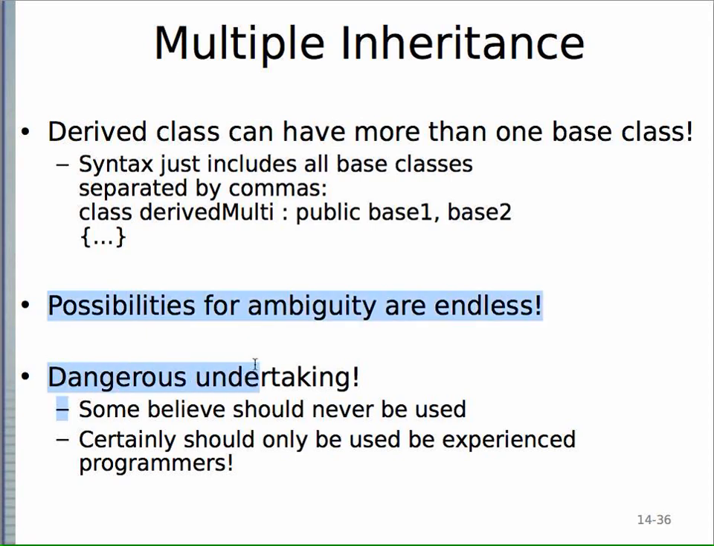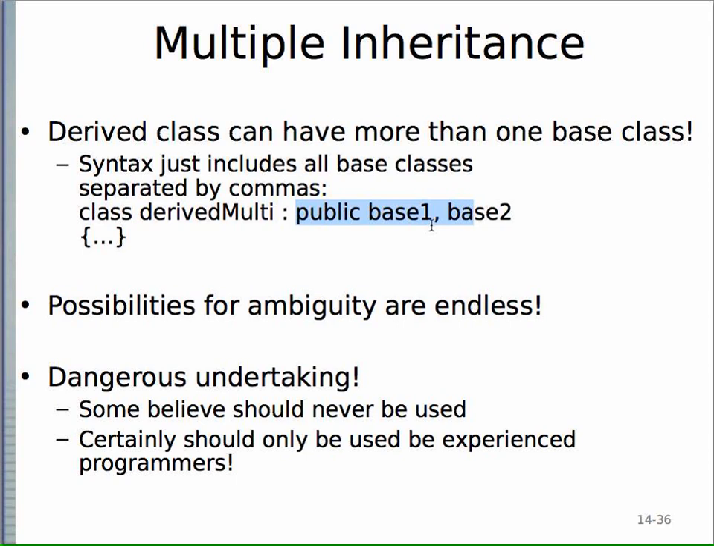So multiple inheritance in general is a dangerous undertaking. There are a lot of programmers who believe it should never be used under any circumstances. Certainly, I would say it should only be used by experienced programmers. We won't use this at all in this course. But if you did want to use it, here's how you would set it up. You would say some class, use a colon for inheritance, say public, and then just list the classes one after another separated by commas.